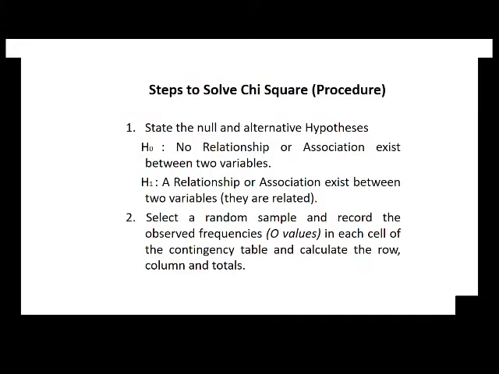The steps to solve the Chi-square test, the procedure, are: state the null and alternative hypothesis. H0 is that no relationship or association exists between the two variables. H1 is that a relationship or association exists between the two variables, they are related. Select a random sample and record the observed frequencies, the O value, in each cell of the contingency table and calculate the row and the column totals.